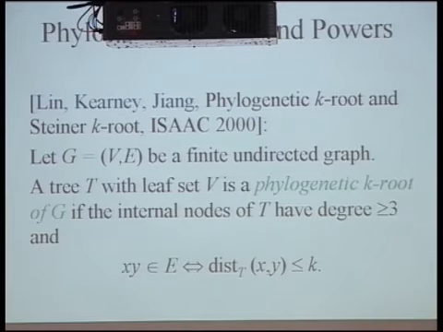And they defined that a tree with leaf set V for a finite undirected graph G is a phylogenetic K-root of G if the internal nodes of T have degree at least 3. They are branching events. And you have this distance requirement. X and Y are adjacent in the graph G if and only if their distance in the tree is at most K. So you have two conditions. You have the distance condition and you have this branching condition. Internal nodes should have degree at least 3.